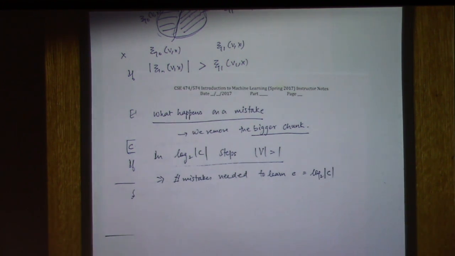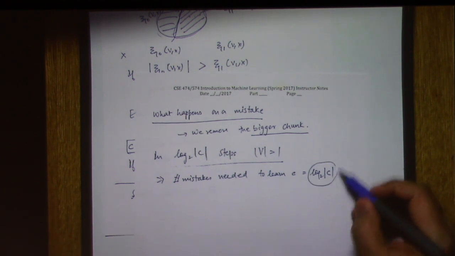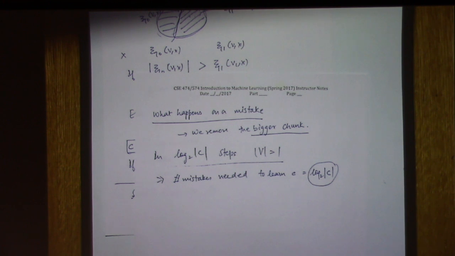Because you only remove things when you make a mistake, and when you make a mistake, you are at least reducing it by half. That means that at the end of it, in these many mistakes at most, you would arrive at your target concept.